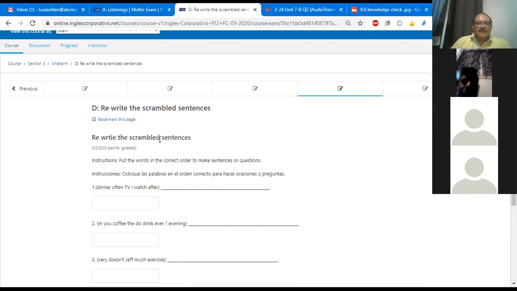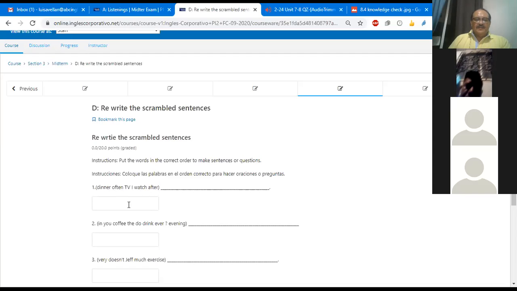Okay, and this one, what is a scramble? Scramble is revuelto, right? So here, for example, put the words in the correct order to make sentences or questions. For example, dinner, often TV, I watch after. Then you say, I watch TV after. Okay, no, then you have to use often. I often watch TV after dinner. I often watch TV after dinner.